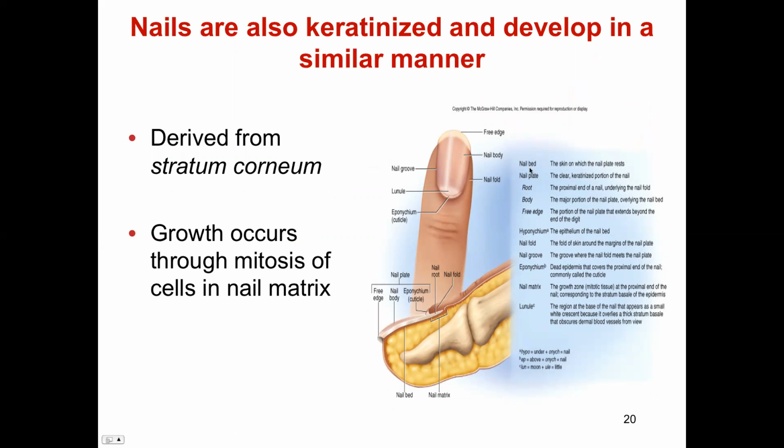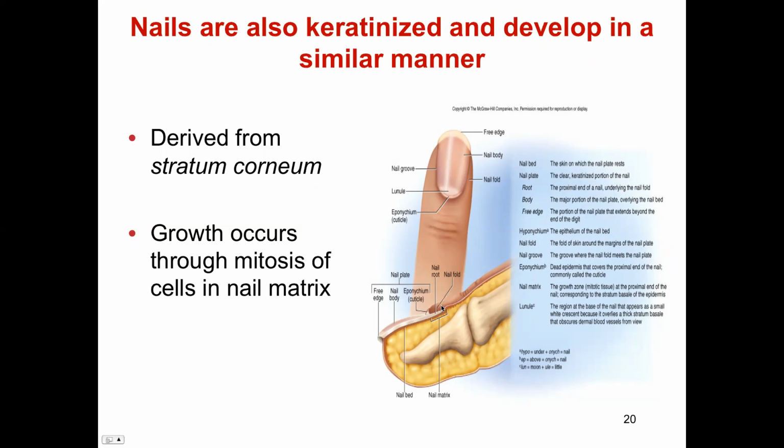So you've got the nail bed, the skin on which the nail plate rests. So what's the nail plate? Well, the nail plate is the thing that you are familiar with, right? You've got your free edge, your nail body, and then your cuticle here, right? So that's your nail plate. And here it tells you what that is: this clear keratinized portion of the nail.